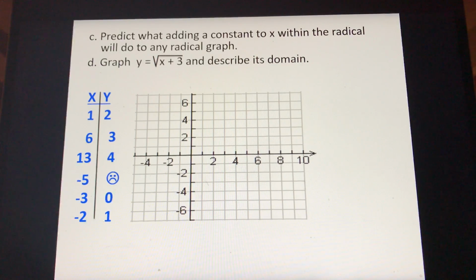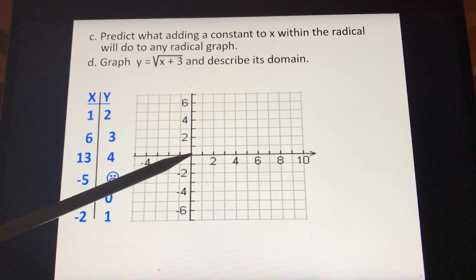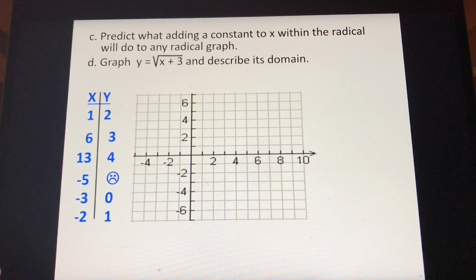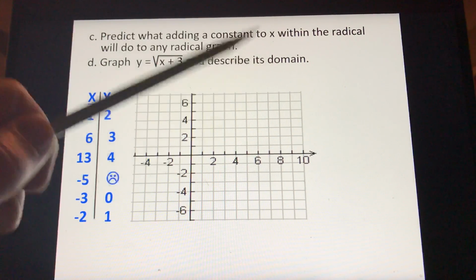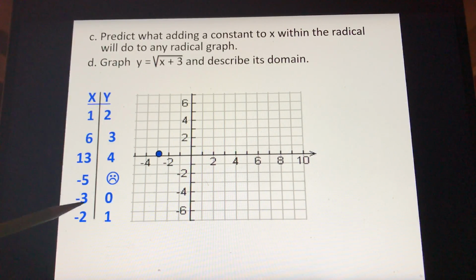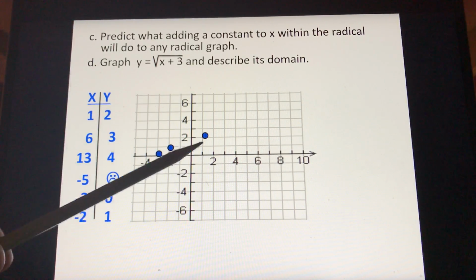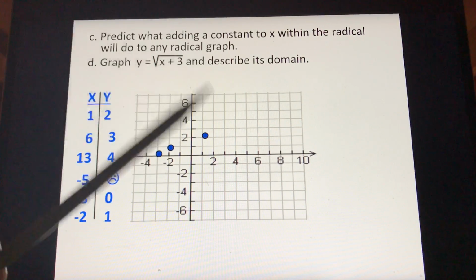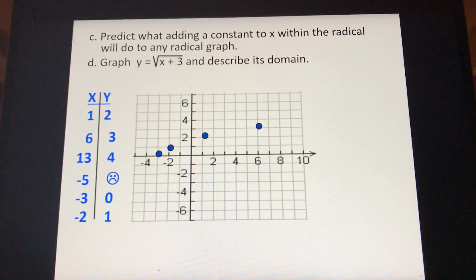It's an animal farm. So 1, 2, right 1 up 2. Got a point there. Right 6 up 3. Got a point over there. Negative 3, 0. You'll see I've plotted that vertex point. Negative 2, positive 1 is there. And then there was my 1, 2, 6, 3. There's 4 points. That's enough. I can plot this thing, connect them.